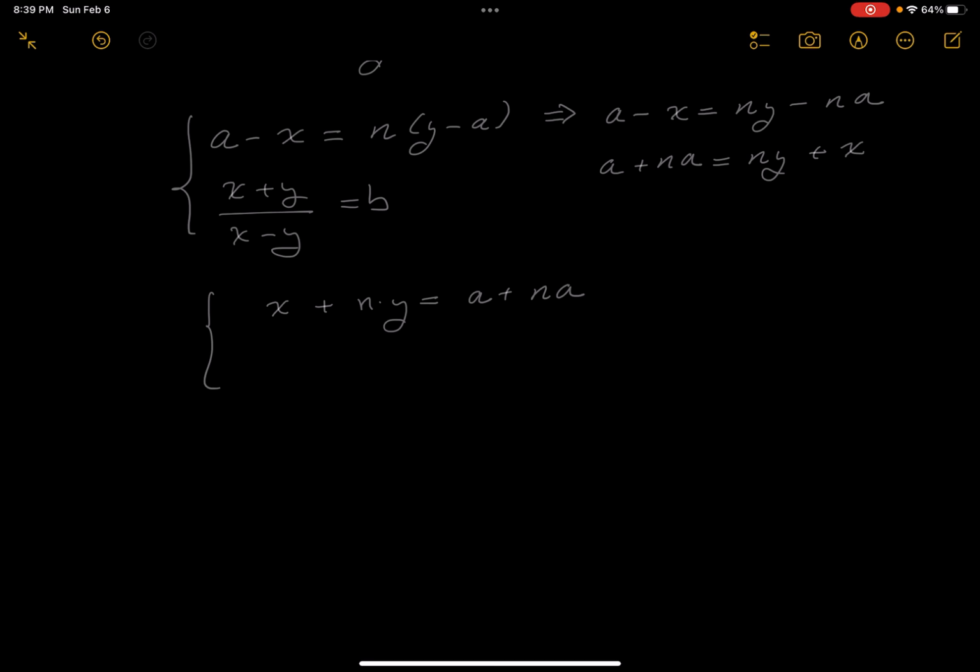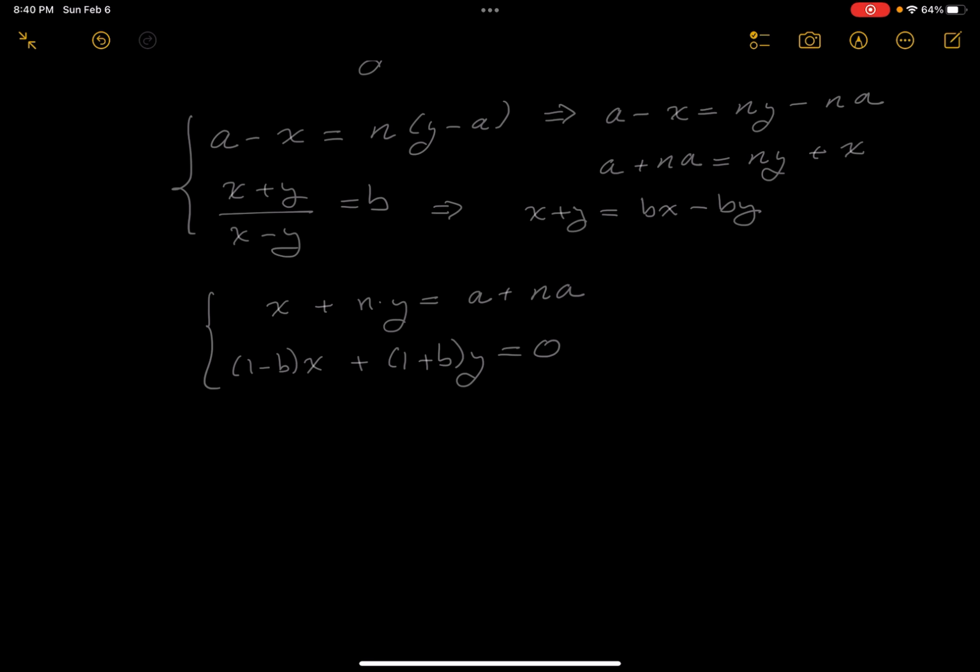All right, I'm going to rewrite the second equation too. A little bit easier to do. You get x plus y equals bx minus by. And so that's going to be 1 minus b x plus 1 plus b y is equal to 0.